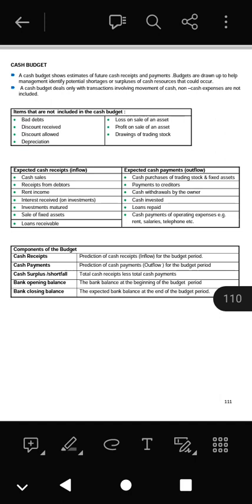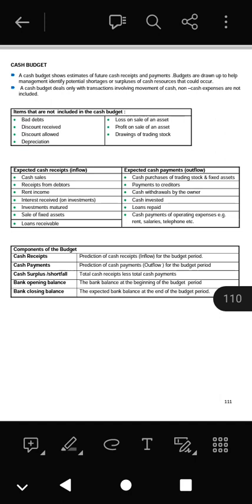Cash payments of operating expenses. Any payment that takes place of any of the operating expenses that you know. Rent, salaries, telephone, any other expense that you can think of.